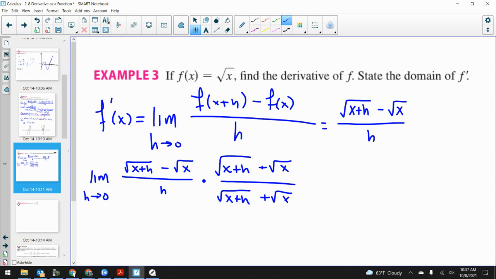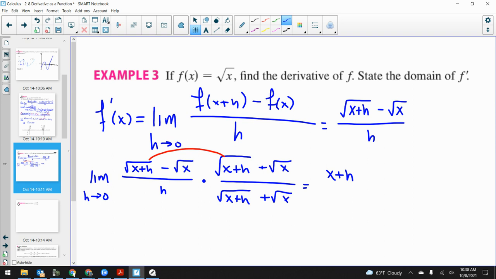Whenever you see a square root, usually that whole conjugate thing is going to help us. All right, so let's multiply. My first, square root of x plus h times the square root of x plus h is just x plus h. Now, what happens with my inners and outers? Inners is negative radical x times radical x plus h. Outers is positive radical x times radical x plus h.